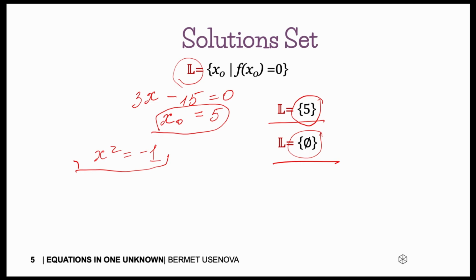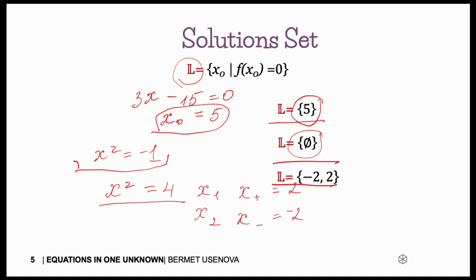We take another example, x squared equals 4. And this equation has two solutions, namely x1 and x2. Some also name them x plus and x minus. It will be 2 and minus 2. So the solution set of this equation will include minus 2 and 2.